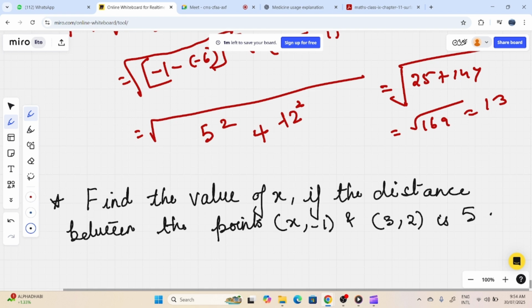Do this question. We will go to little difficult ones once your basics are clear.